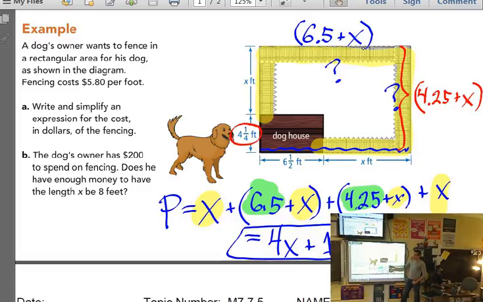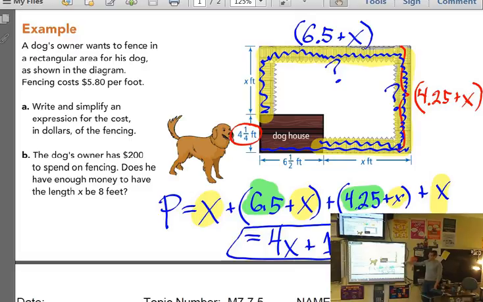So the reason that we have 4 x's is think about going for that walk. I walked x distance. Then I walked 6.5. Then I walked x. Then I walked x. Then I walked 4.25. Then I walked another x. So by the time I've gotten back, I've walked 4 x's and 10.75. This whole thing would have the label of feet. Okay, that makes more sense.